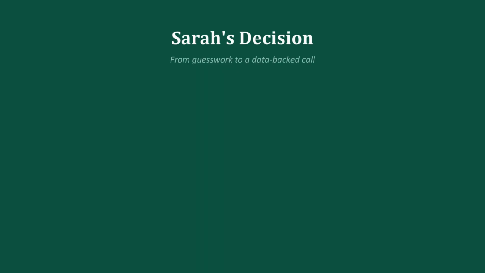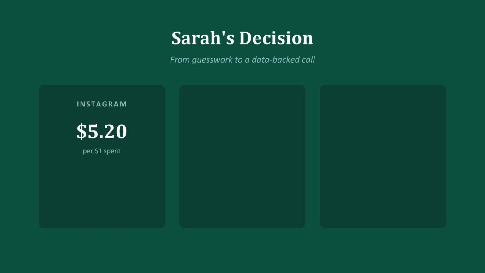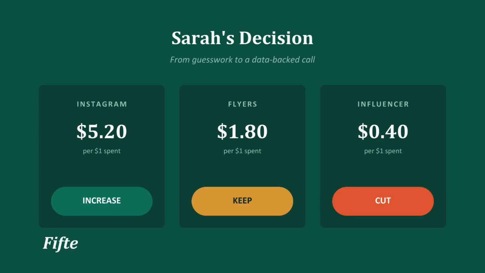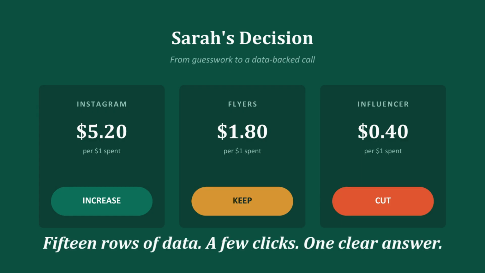Look at this. 3 boxes, 3 numbers, 3 calls. Instagram, $5.20 back per dollar spent, increase. Flyers, $1.80 back per dollar spent, keep. Influencer, 40 cent back per dollar spent, cut. Not a guess, a number for every channel, a decision for every number. 15 rows, a few clicks, one clear answer.